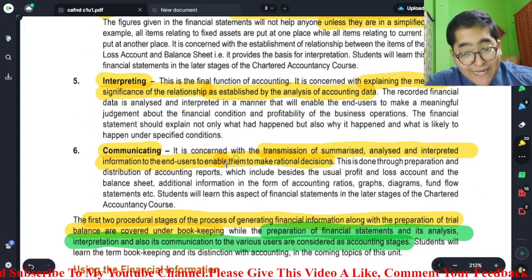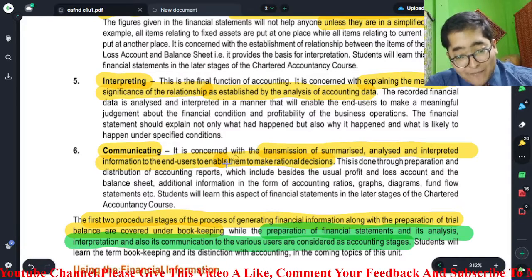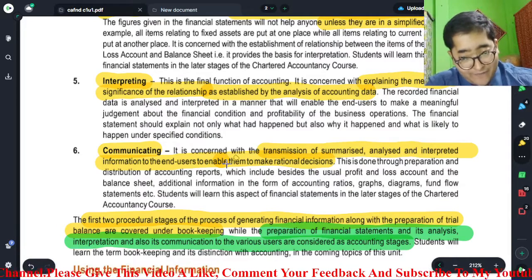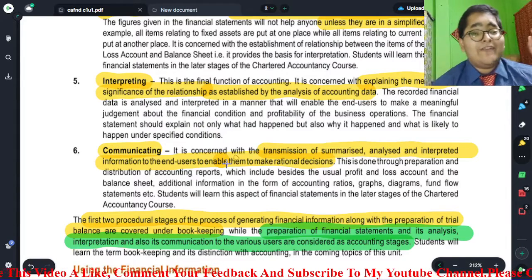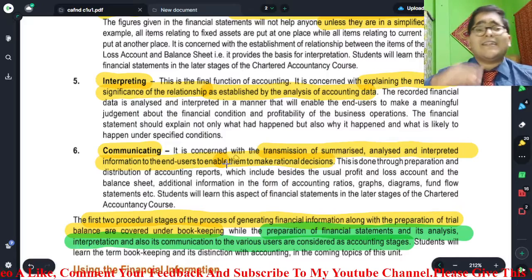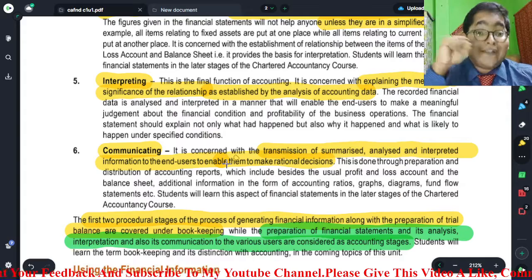Interpreting is explaining the meaning and significance of the relationship as established by analysis of accounting data. Interpreting, we need to explain the meaning, right? For example, there is a financial statement, there is financial information. Now we need to interpret it.